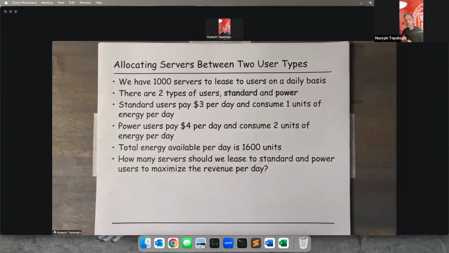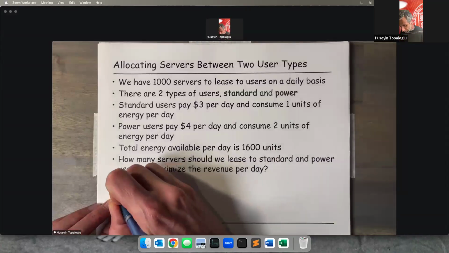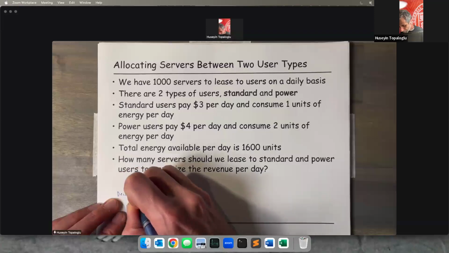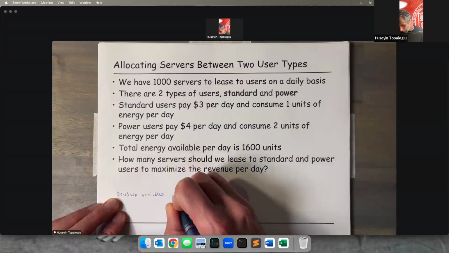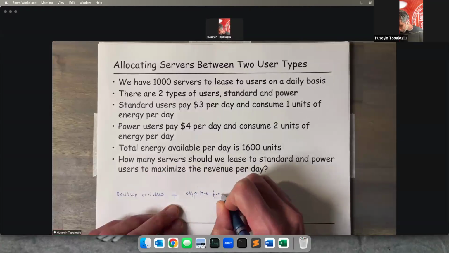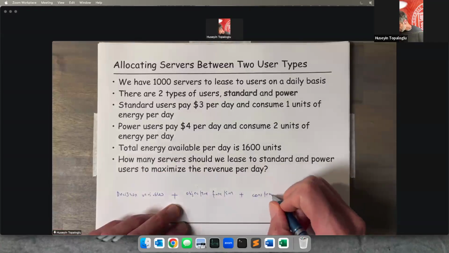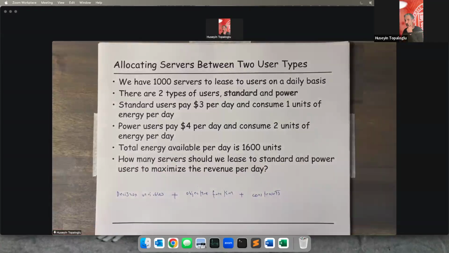So we're going to formulate this problem as an optimization problem. And when we say we're going to formulate an optimization problem, we need to specify three things. We need to specify what our decision variables are. We need to specify what our objective function is. And we need to specify what our constraints are. Good. So now let's do these three things.